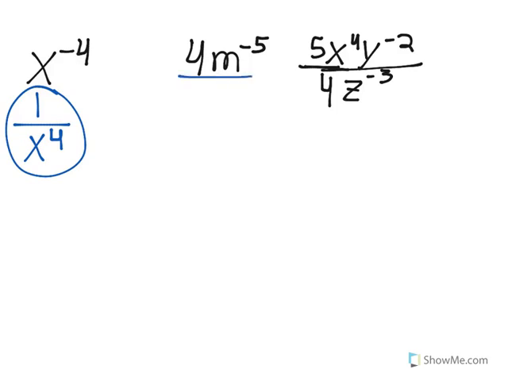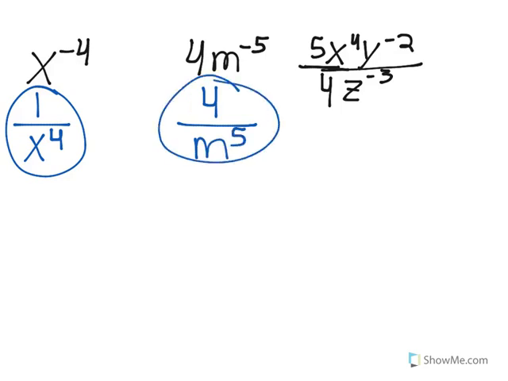So that means, remember, we're technically in the top of the fraction currently right now, so that means that m is going to go to the bottom. But that 4 does not have a negative exponent. It's staying put. So 4 over m to the positive 5 power. That's going to be the simplified version of that with positives.